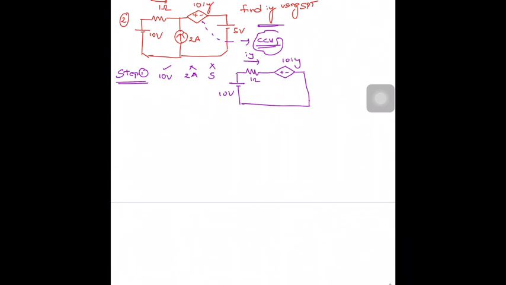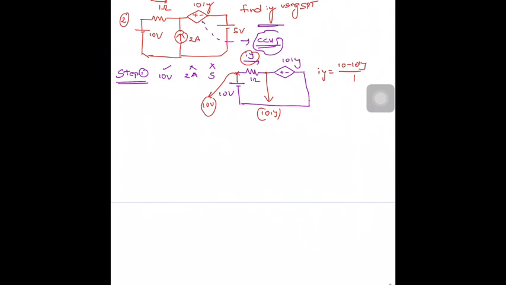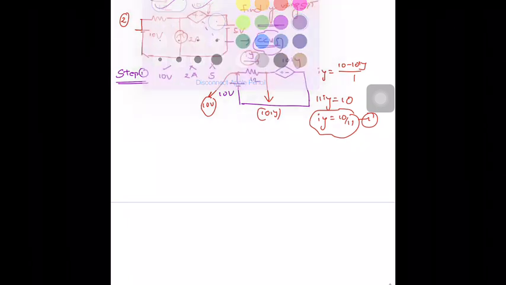So now the amount of current flowing in Iy, right? Here the voltage is 10 volts. Here the voltage is 10Iy. So current Iy is equal to 10 minus 10Iy, divided by 1. Correct. So 11Iy is equal to 10. Iy is equal to 10 by 11. Step 1 done. Now what is step 2?